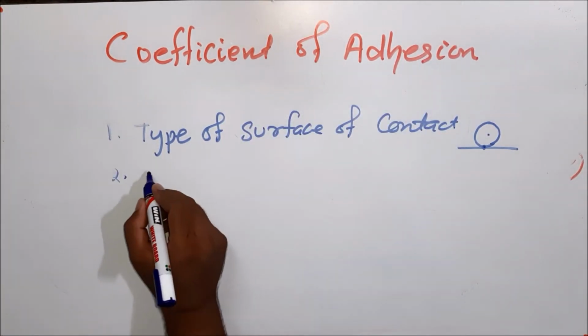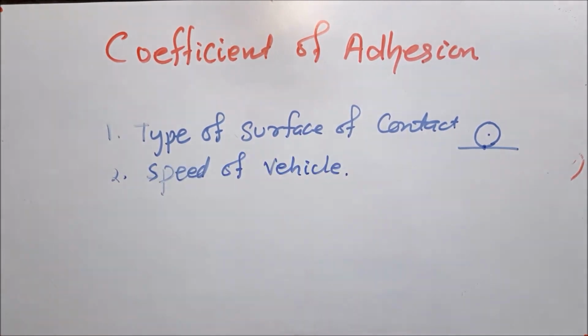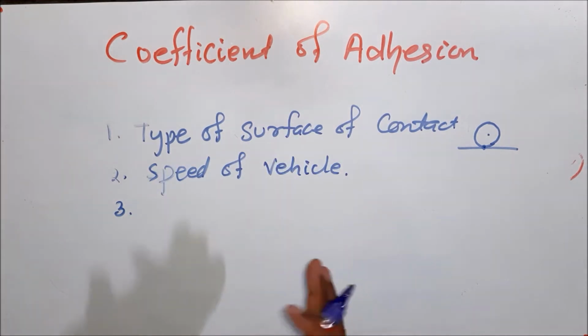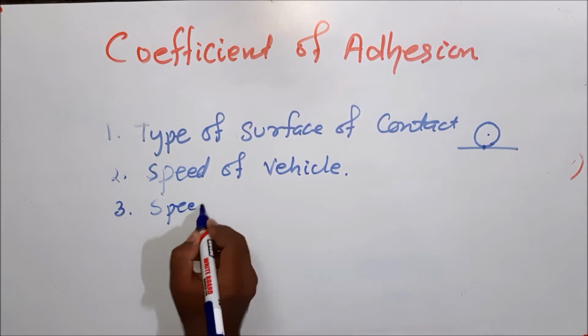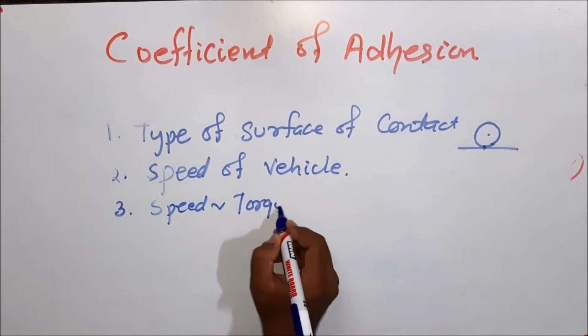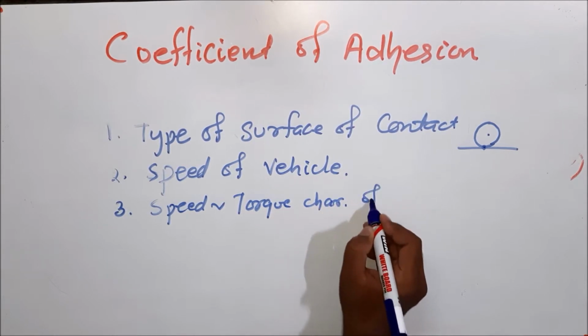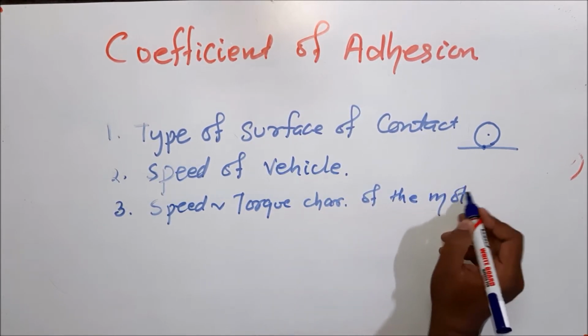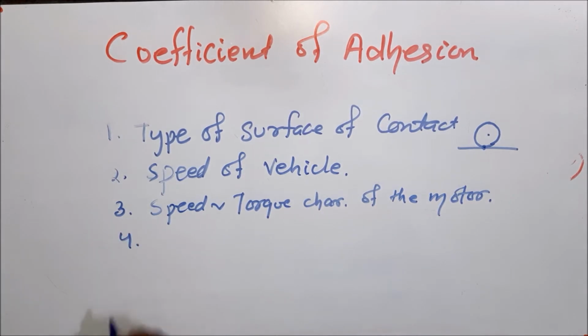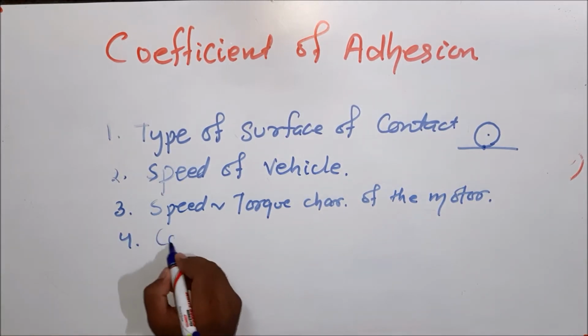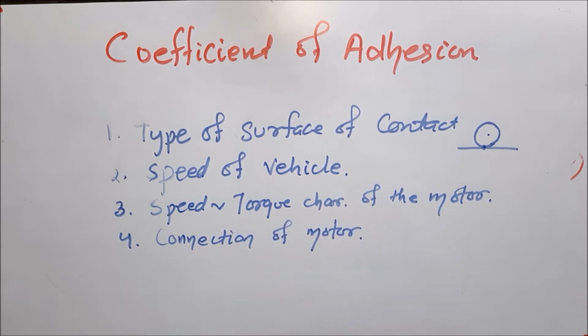And the second one is speed of vehicle. As the train speed depends upon the speed of the motor, we need to know what the speed-torque characteristics of that motor are. So the coefficient of adhesion also depends upon the speed versus torque characteristic of the motor, right? The fourth one is the connection of motor. This is an important concept. According to the electrical supply connection, the coefficient of adhesion also depends.